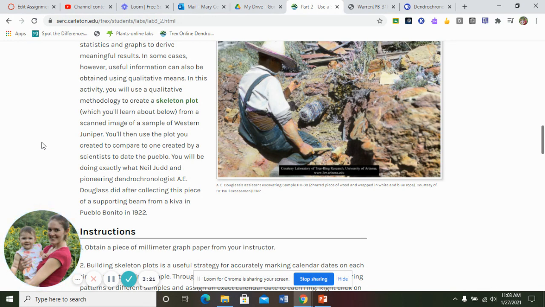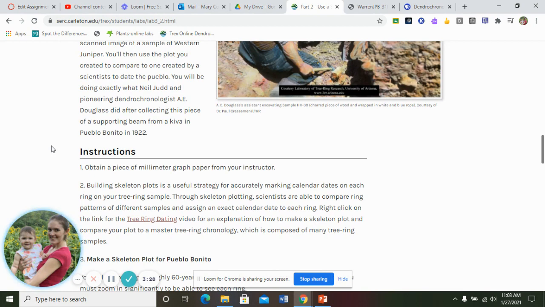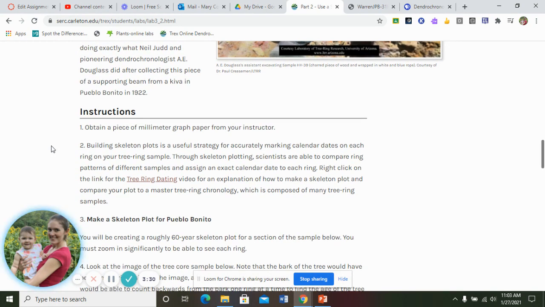You'll be doing exactly what Neil Judd and pioneering dendrochronologist A. E. Douglas did after collecting this piece of supporting beam from a kiva in Pueblo Bonito in 1922. So to do this, you would need a piece of millimeter graph paper, which if you're online, you're not going to have. So we're just going to go through and I'm going to explain the process to you instead.